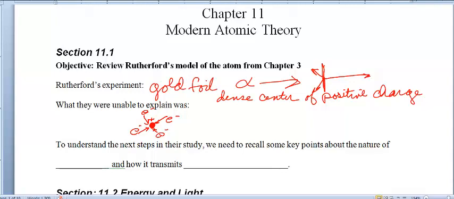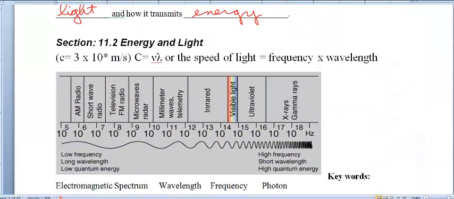So to understand how they began to understand the structure of the atom and what the electrons were doing, which is the key to chemistry, we need to recall some key points about the nature of light and how it transmits energy. We're going to take a look at some of the specifics of how light operates and understand that there's a relationship between light and energy. To make it simple, let's use the analogy of the sun. The sun is shining down, and during the daytime you can feel the warmth of it if you're out during the summertime. So we understand that heat is energy, that light is coming from the sun, and that light is actually giving us energy.